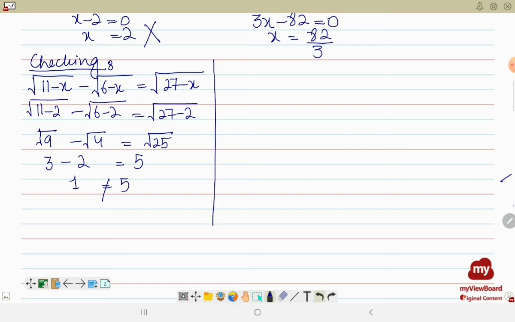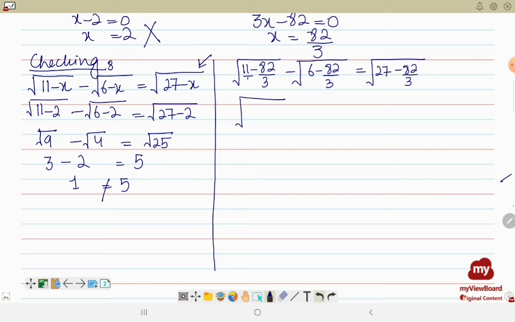Now let's check it for the value of x equal to 82 by 3, whether it satisfies the given equation or not. So I'm just inserting the values directly since the equation is already written over here. So instead of x, I'll just write 82 by 3. Here this 82 by 3, and here on the right hand side also 82 by 3. So let's solve it further. We are having 3 as an LCM in all the 3 terms. So we'll just solve it.